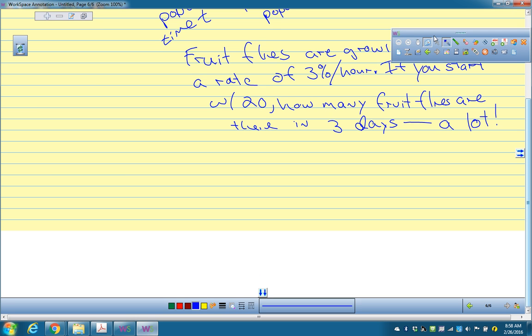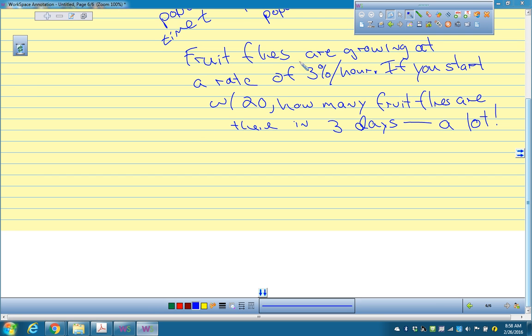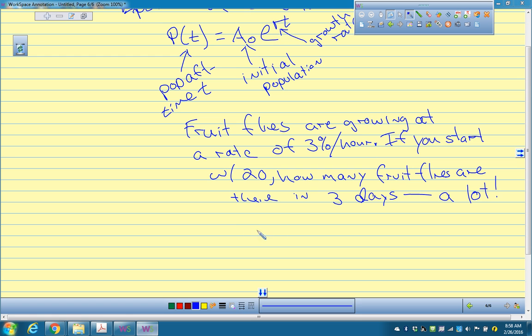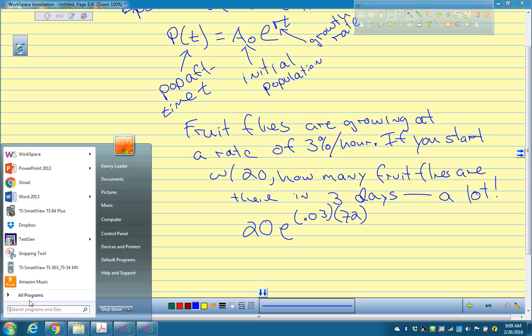So in that one, if they're going 3% per hour, you're going to plug in 20 e raised to the 0.03 times what? 72, right? Because there are 24 hours a day, and 3% per hour. So let's do that with your calculator. Here, I have a calculator.